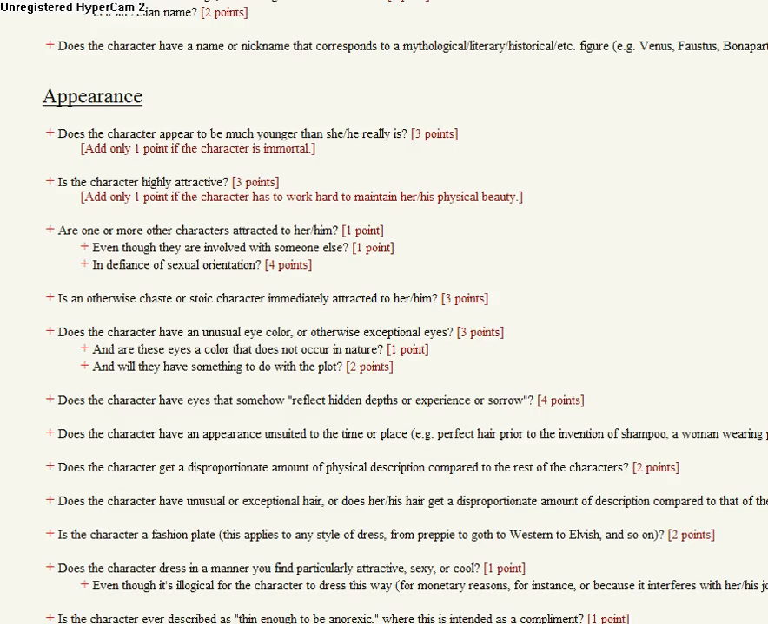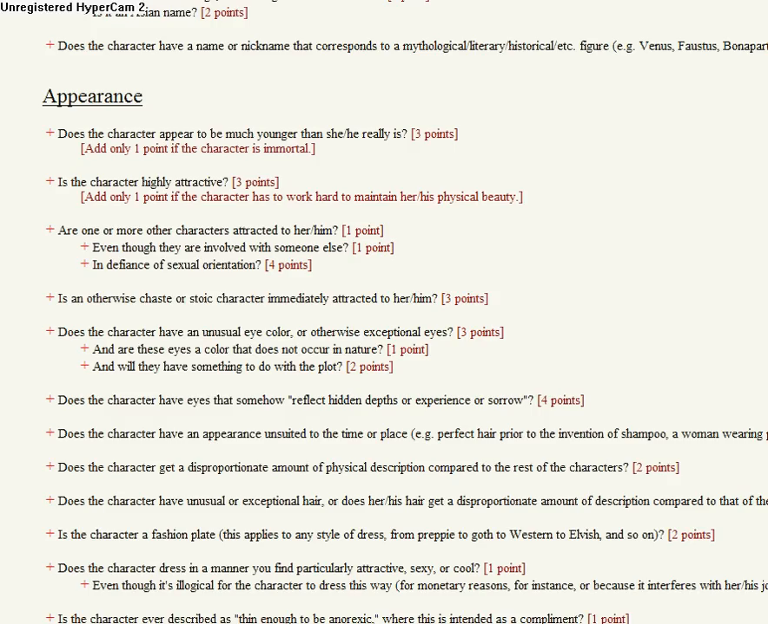Does the character have an unusual eye color or otherwise exceptional eyes? Plus 3. Oh, you mean like Sasuke from Naruto? Are those eyes a color that does not occur in nature? Plus 1. Once again, Sasuke from Naruto. Will they have something to do with the plot? Plus 2. My god, they're perfectly describing Sasuke. That's awesome. Does the character have eyes that somehow reflect hidden depths or experience or sorrow? Or emo, whiny bitch? Plus 4. More like plus 8, because a lot of stupid tragedy, whatever crap does that.